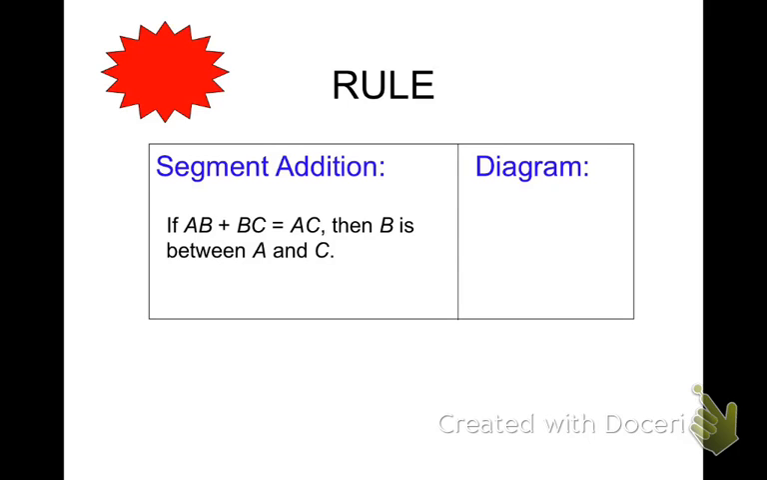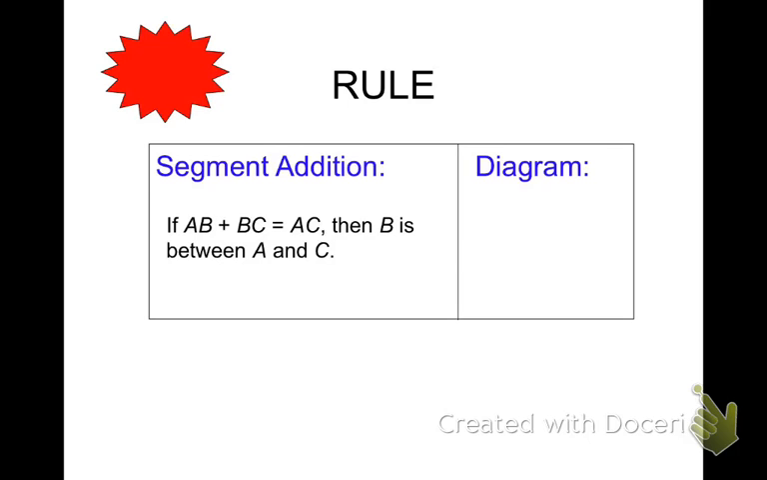So your segment addition rule states the following. If AB plus BC equals AC, then B is between A and C. So if the length of AB plus the length of BC is equal to the length of AC, then B is between A and C.